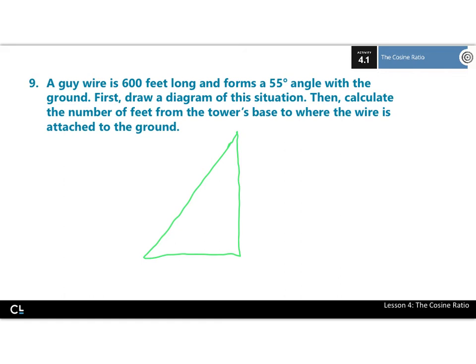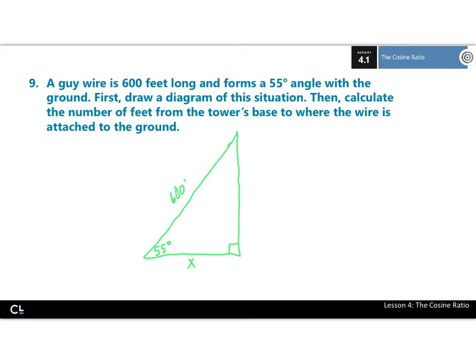We have a right angle here. It says the guy wire is 600 feet long, so that would be this part right here. It forms a 55-degree angle with the ground, so that's going to be my 55-degree angle right there. Calculate the number of feet from the tower's base to where the wire is attached to the ground. So we are trying to find this piece right here.